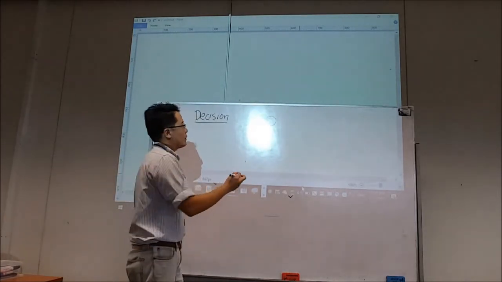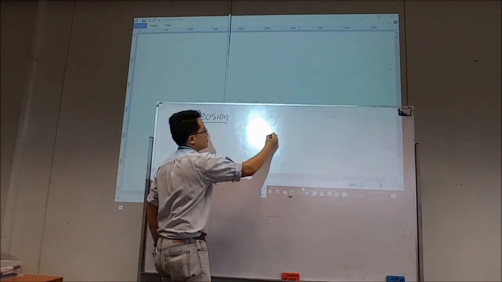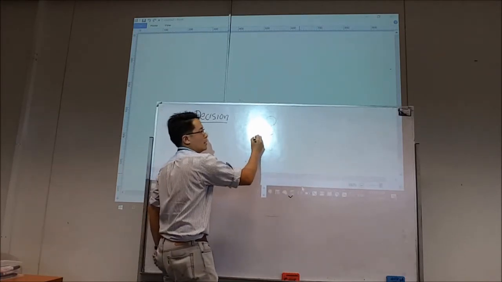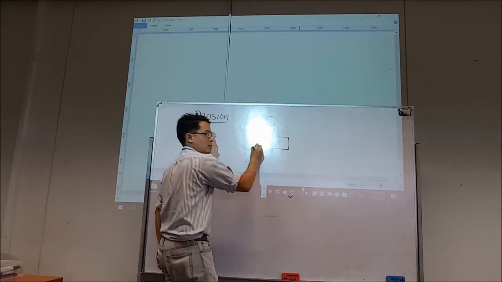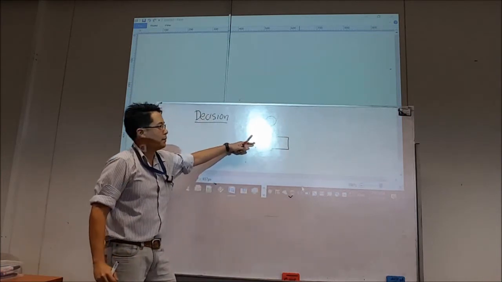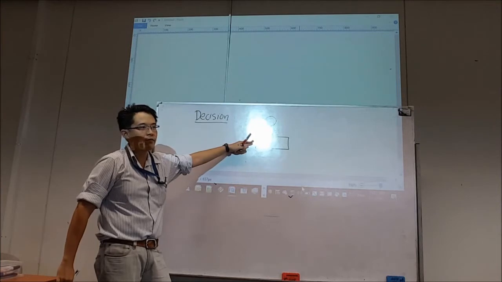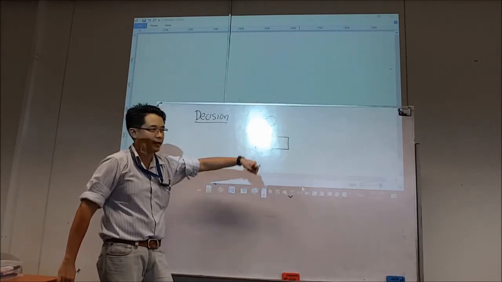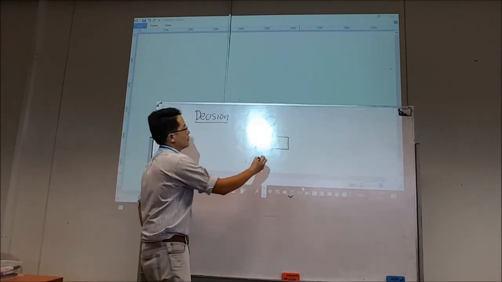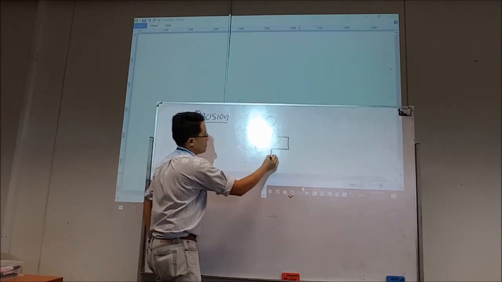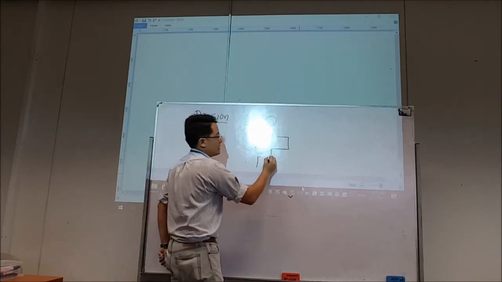Starting point of a program. A process. Most likely, the first process is to get inputs from the user. Get input from the user and store it in a variable. Then you test it.